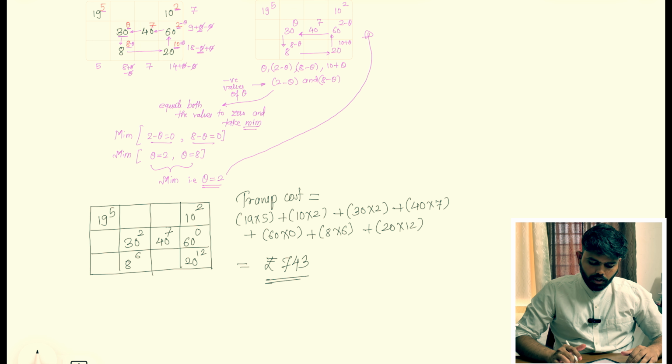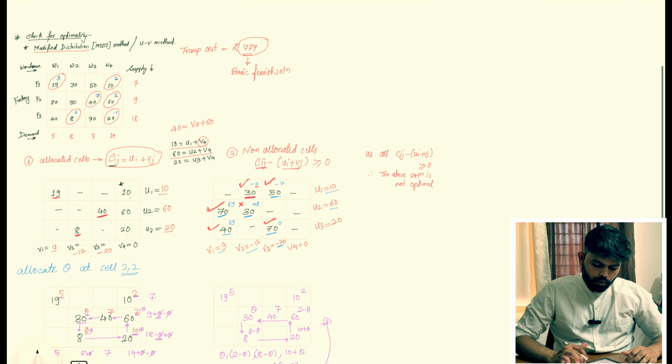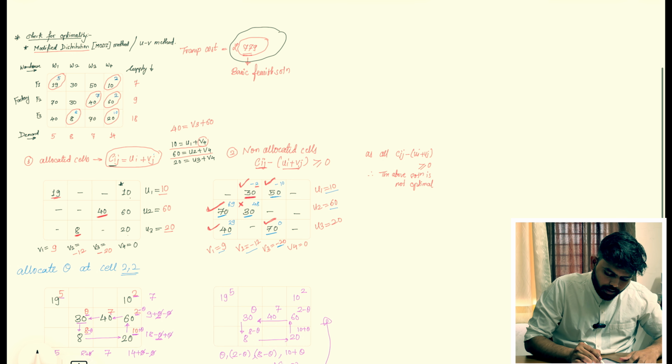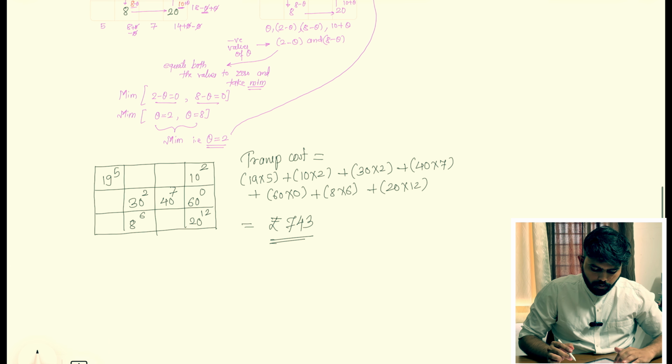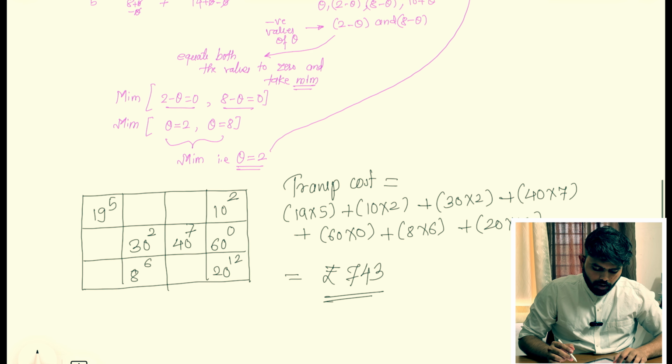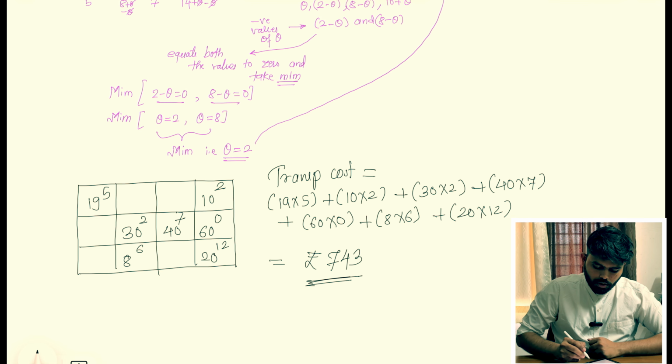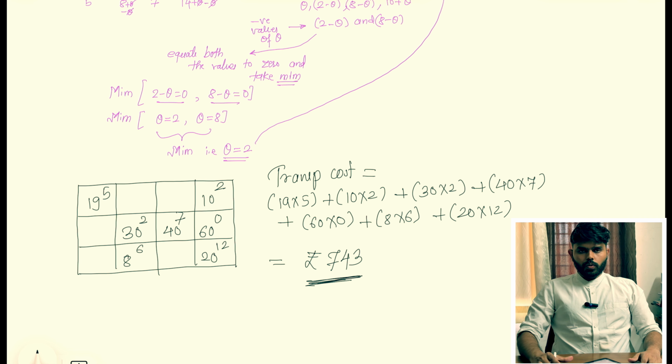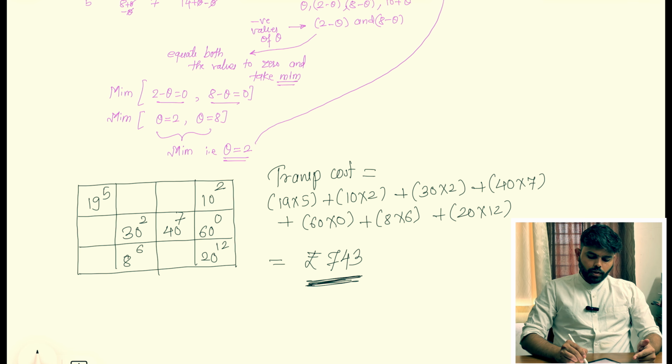Okay, the initial transportation cost by Vogel's approximation method was 779, and by the modified distribution method we have minimized the transportation cost, and now the final transportation cost is 743. So this is all about the modified distribution method. You can even calculate one more step to check whether this particular solution is optimal or not. For that, we need to again check for optimality. If you remember, checking the optimality consists of 2 steps.